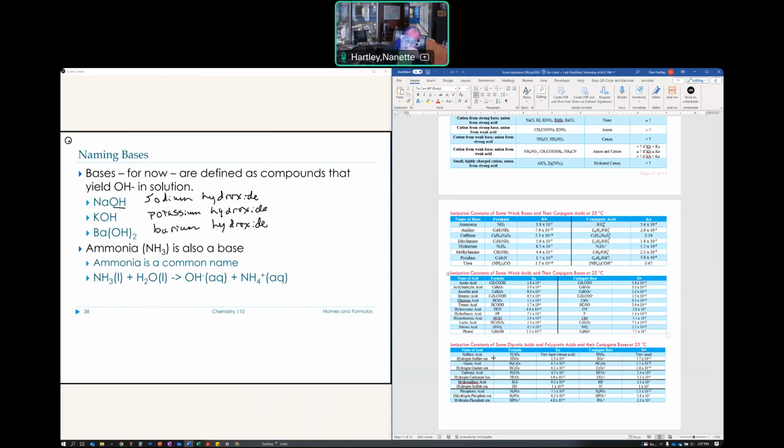Remember, since these are ionic compounds, we don't need to worry about how many there are. And again, ammonia is a common name for this, so we don't need to worry about its systematic name. If you wanted to give it a systematic name, it would be nitrogen trihydride. And it's hydride because the hydrogen is the second thing on it, so it becomes a hydride, and it's tri because there are three of them. Okay? So that's how we name our bases. Cool.